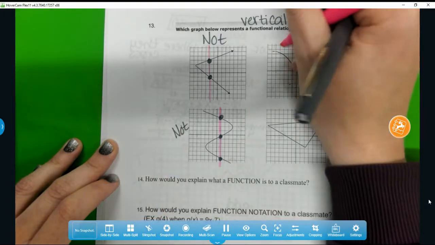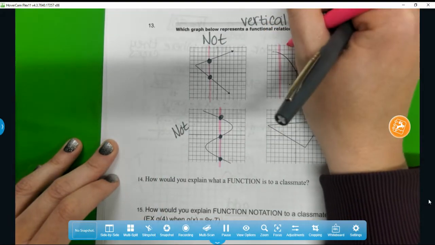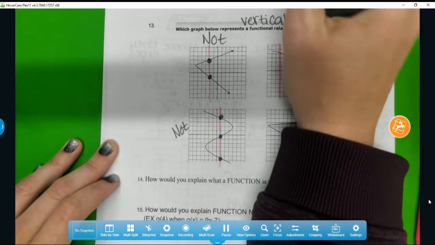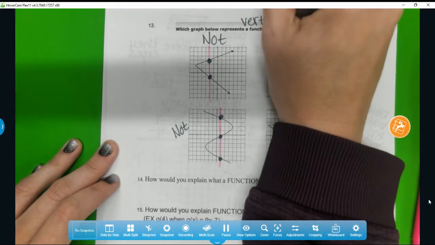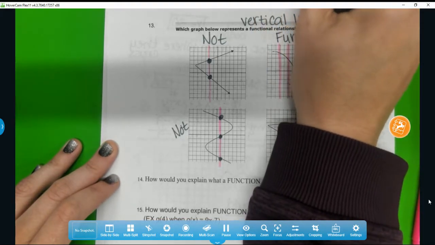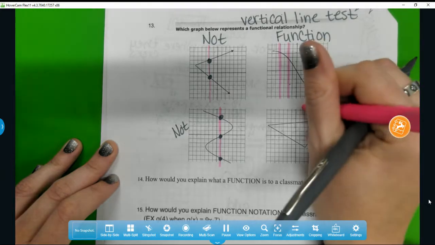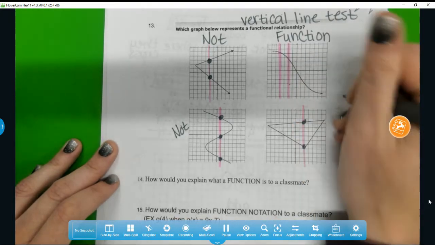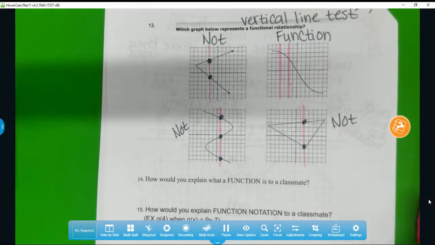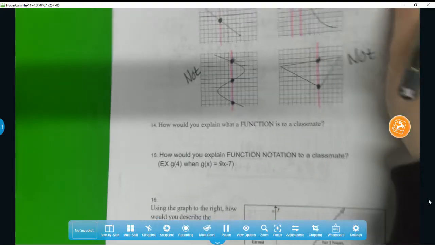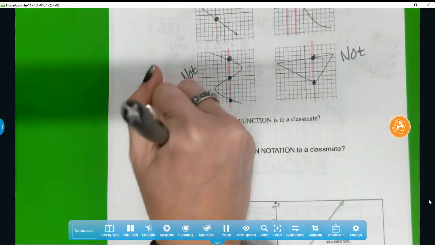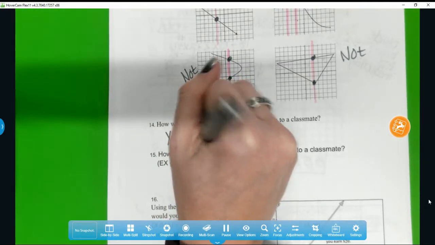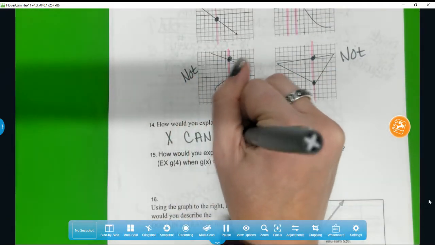This one, anywhere I go on this graph, it's touching one time. So that is going to be a function. This one is going to touch multiple times again. So that is not a function. Okay? How would you explain what a function is to a classmate? The easiest explanation is that x can't repeat.